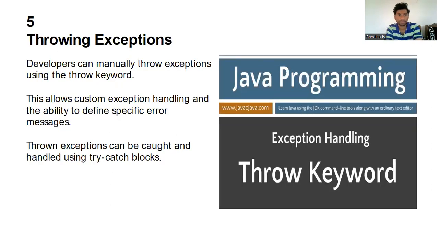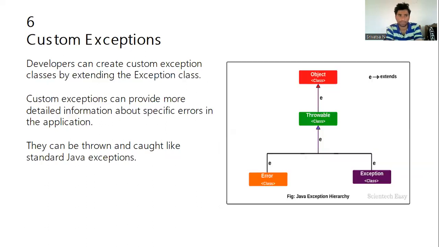Throwing exceptions. Developers can manually throw exceptions using the throw keyword. There is a keyword named throw. User-defined exceptions can also be thrown, so you can throw an exception of your own choice. This allows custom exception handling and the ability to define specific error messages. Thrown exceptions can be caught and handled using try-catch blocks.